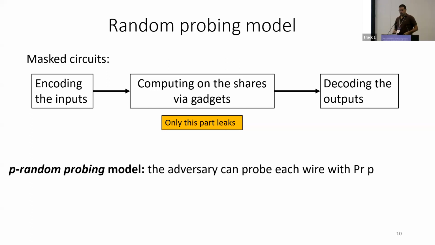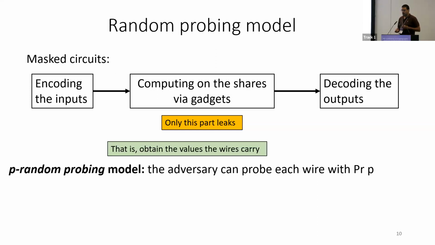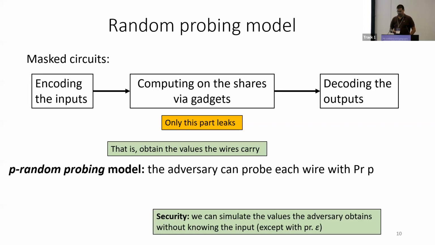In our talk, we will use the p-random probing model, which means that the adversary can probe each wire with probability p. Probe means that the adversary can obtain the value that a wire carries. Security means that we can simulate the values that the adversary can obtain without knowing the input, except for a negligible probability. The p-random probing model is our model.